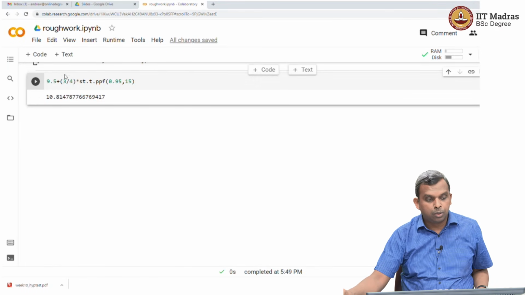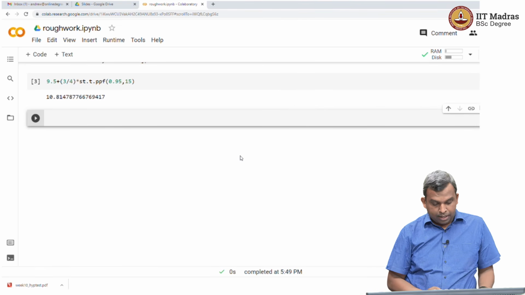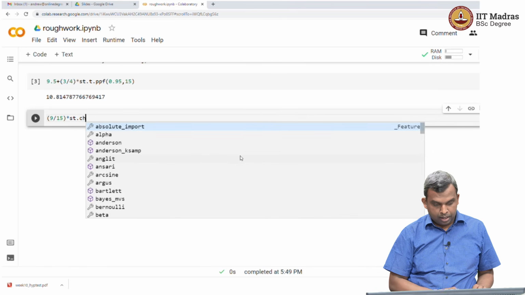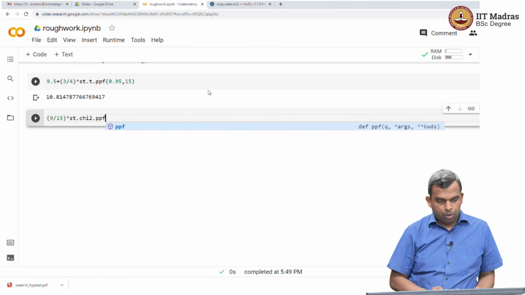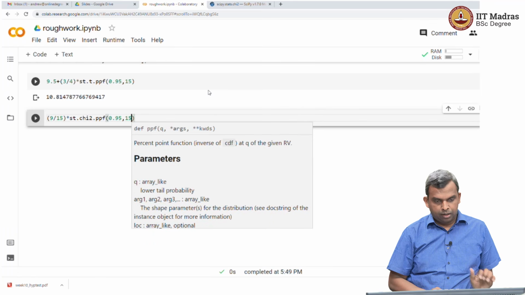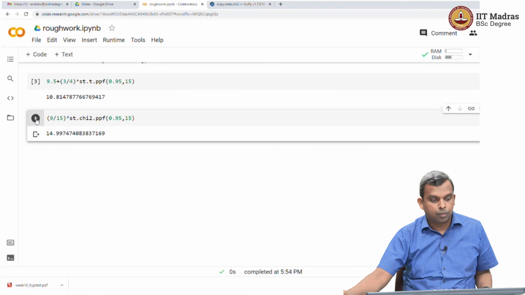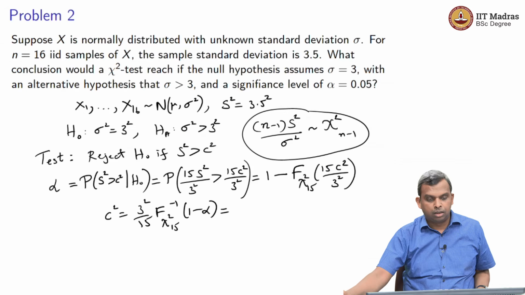So maybe I'll do another expression here. 3 squared is 9, so you have a 9 by 15 times st dot chi-squared distribution chi2 dot ppf of 0.95 and degree of freedom 15. Okay, so this is the test. It's 14.9974. Okay, so it's really close.